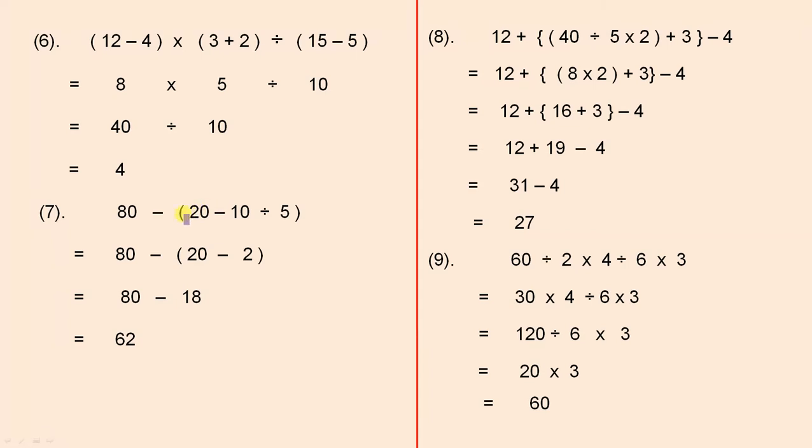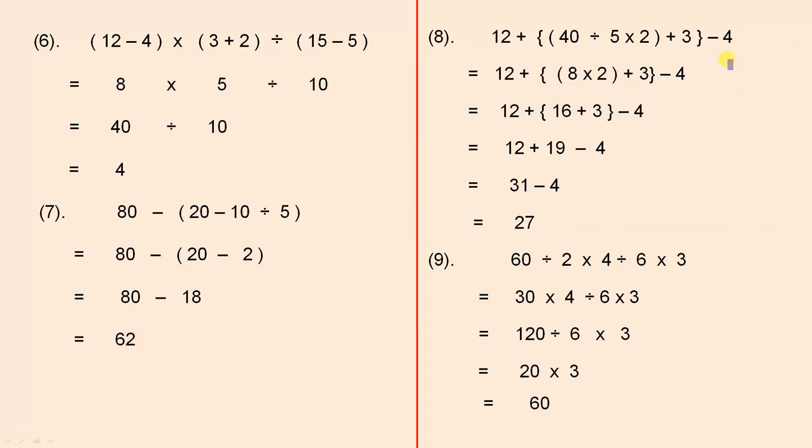Number 7. Notice here we have brackets. We do that first. But inside the brackets we have to do the division first because division comes before subtraction. 10 divided by 5 is 2. We're still inside the brackets. 20 take away 2 is 18. 80 take away 18 is 62.